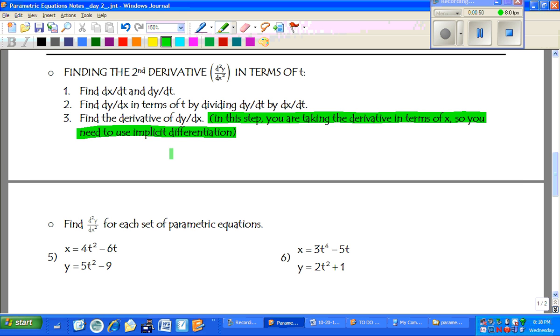So we need to use implicit differentiation because the derivative that we're going to have is actually in terms of t. So as we take the derivative, we have to multiply by dt/dx. So that's a little bit different from before, and we'll take a look at that in a second. So we have to multiply by the derivative of t with respect to x because all the parts of our first derivative are going to be in terms of t, but the second derivative is in terms of x. So we'll look at that here in a second. Let's go ahead and get started with number 5.